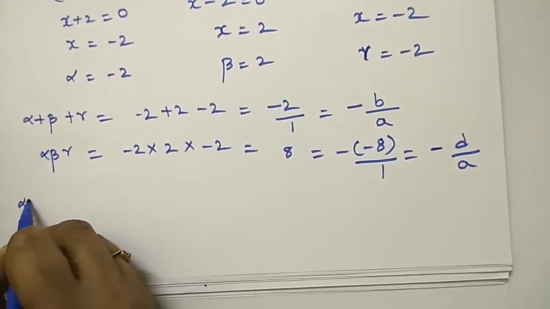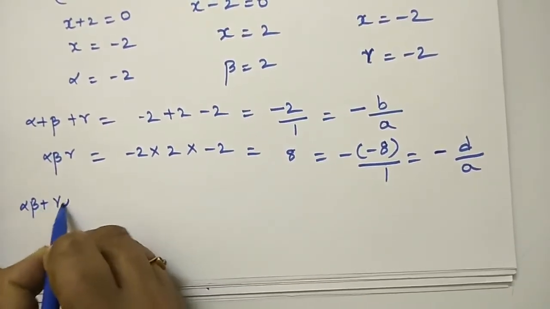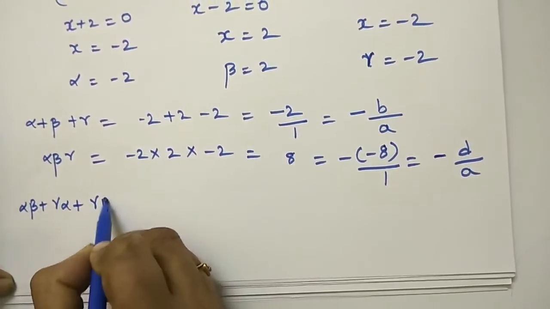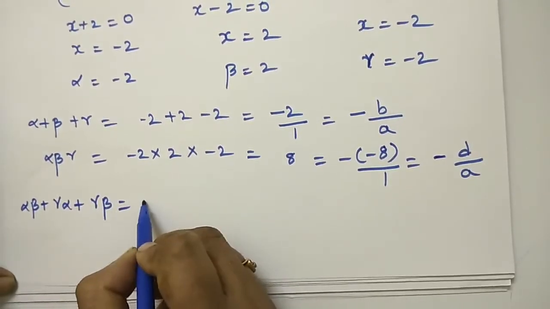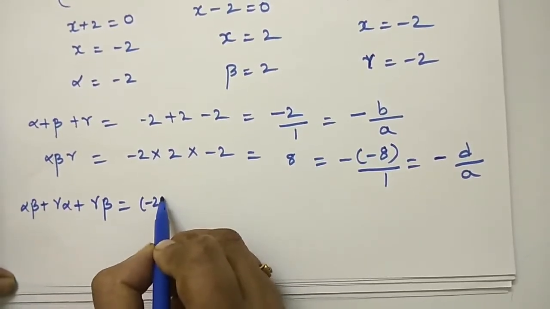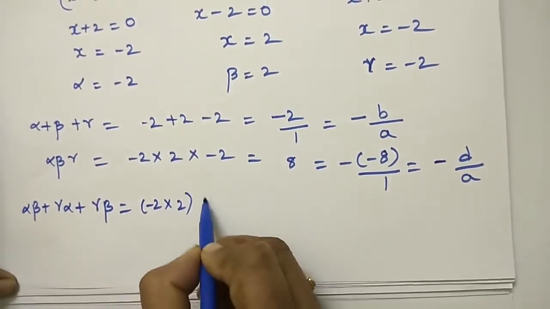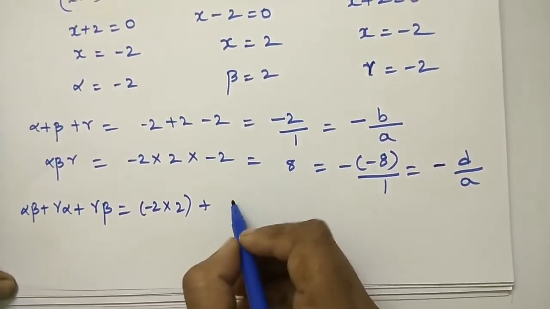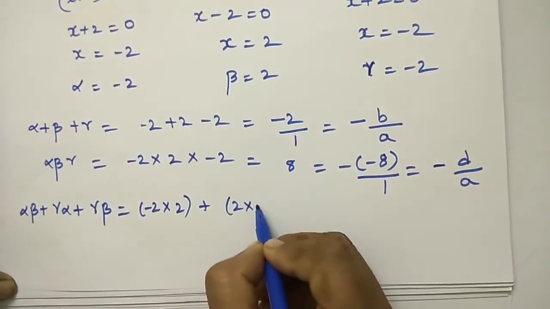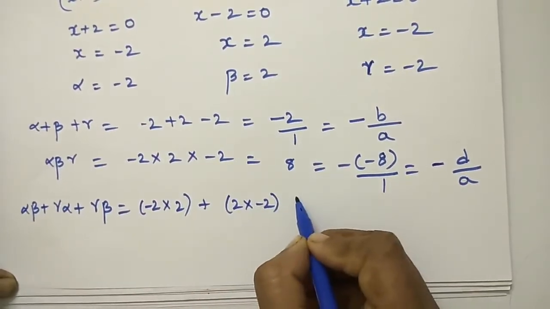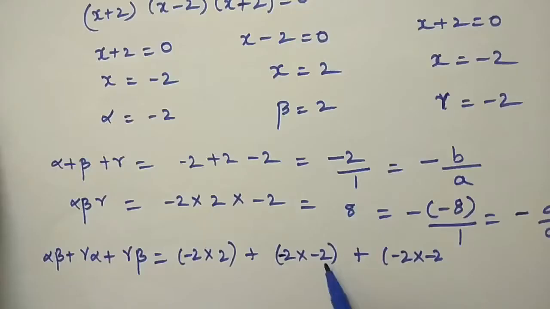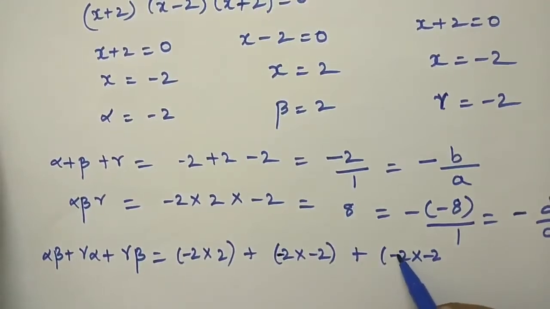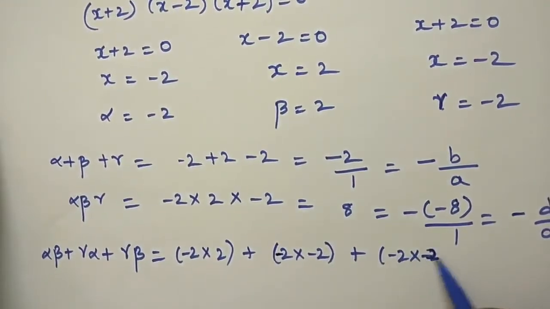Next, alpha beta plus beta gamma plus gamma alpha is equal to minus 2 into 2 plus 2 into minus 2 plus minus 2 into 2.